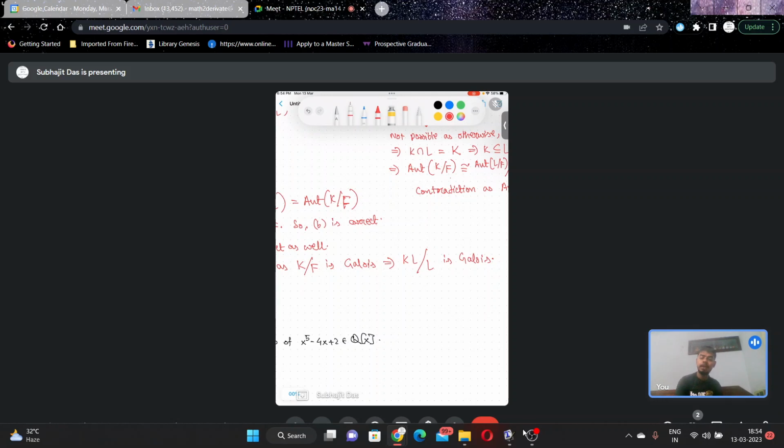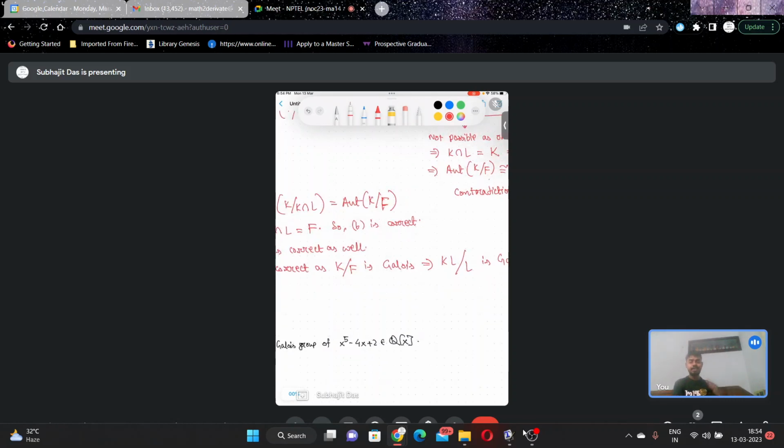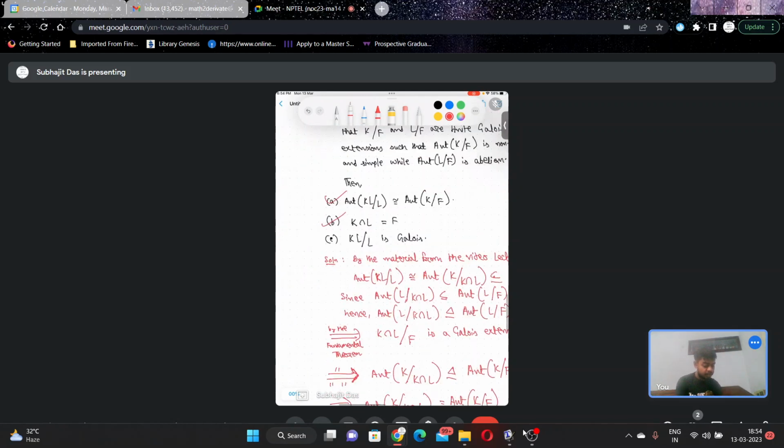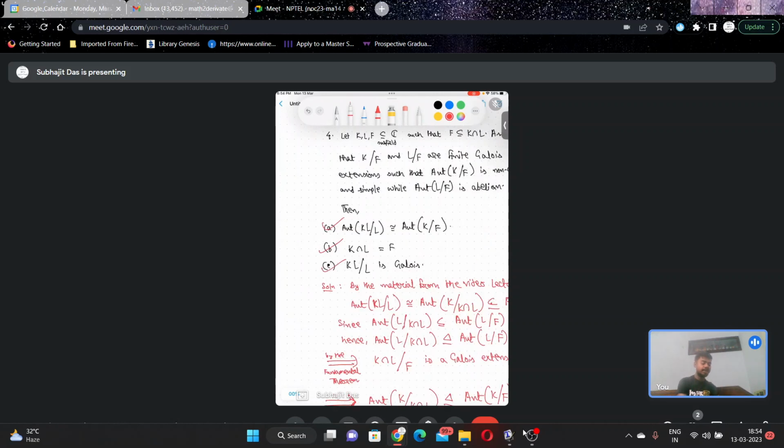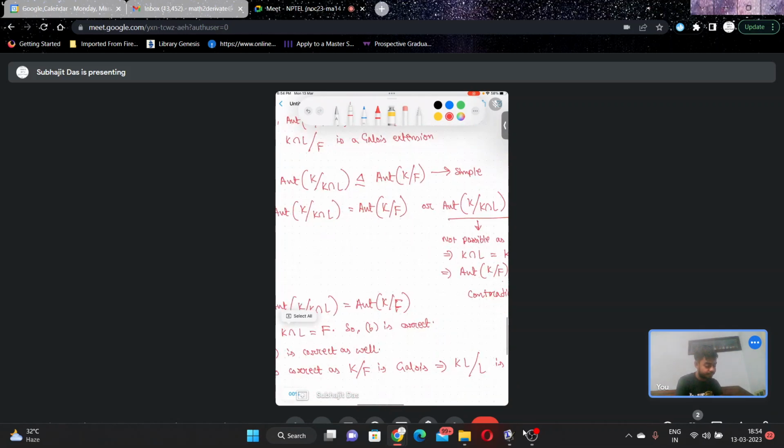So K over F being Galois and L over F being Galois will imply that their compositum KL over F is also Galois. But if you want to slide an extension one step up, so you are sliding the Galois extension K over L along the extension L over F, sliding preserves the fact that an extension is Galois. So certainly C is correct. So A, B and C, all three are correct. So this is problem 4.